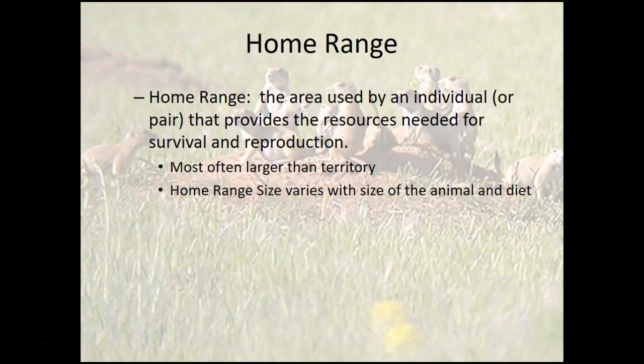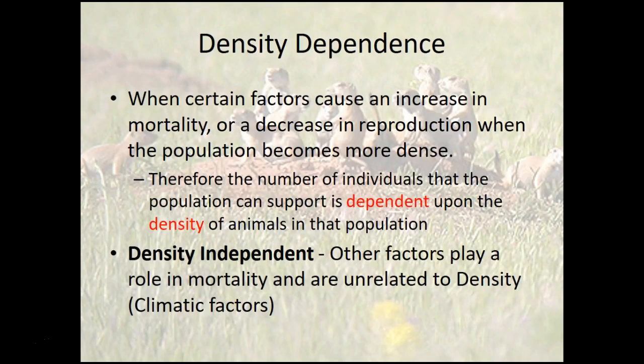And size plays a role too. Regardless of trophic levels, our larger animals will have larger home ranges. They just need more food in order to get the biomass that they need. We talked about density dependence with our population dynamics lesson, and now we want to look at it in terms of how it affects habitat.